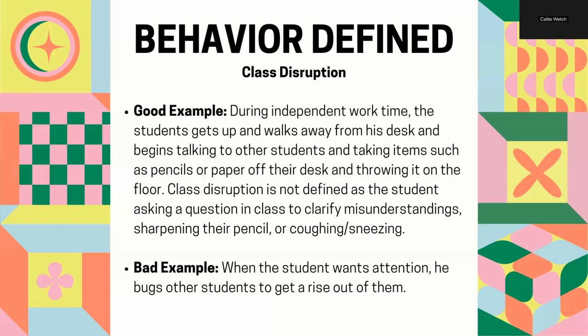So a good example for class disruption is during independent work time, the student gets up and walks away from his desk and begins talking to other students and taking items such as pencils or paper off of their desks and throwing it on the floor. Class disruption is not defined as the student asking a question in class to clarify misunderstandings, sharpening their pencil, or coughing and sneezing. So whenever we're talking about this, there is what that actually looks like, but then we also include what it doesn't look like. We include that part about what it doesn't look like so that we know exactly what it is we're looking for.